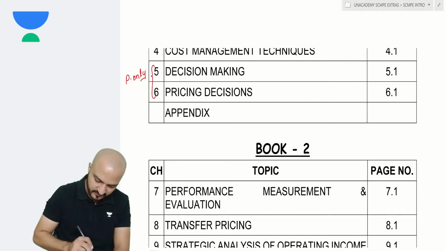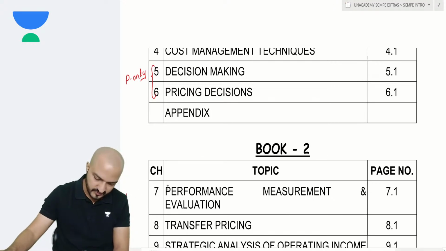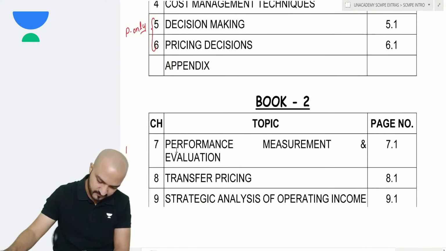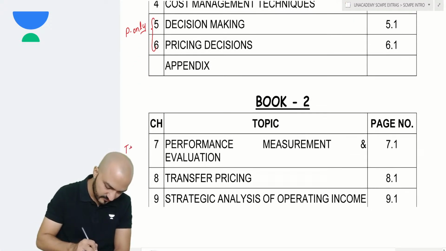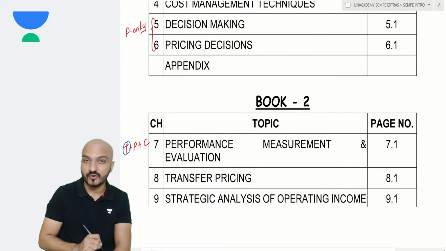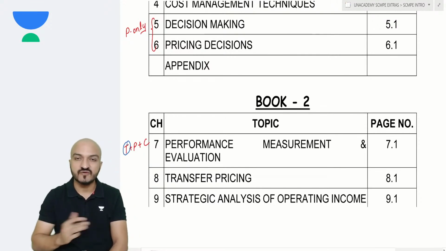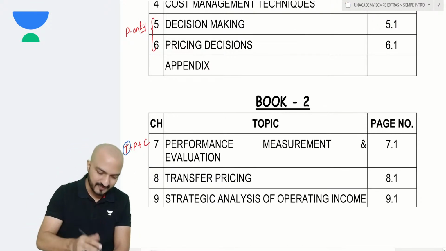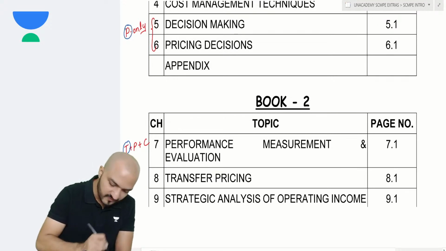Then comes chapter 7, that contains theory, practicals, and case studies, everything. Chapter 7 contains theory plus practicals plus case studies. But in this chapter, theory is more important. I'm just giving you the weightage of different chapters, which chapter has more important practicals, which chapter has more important theory.